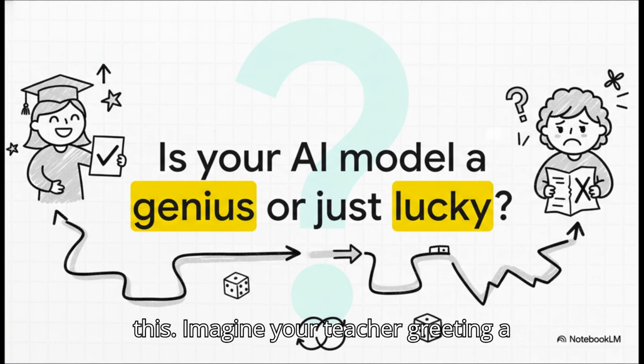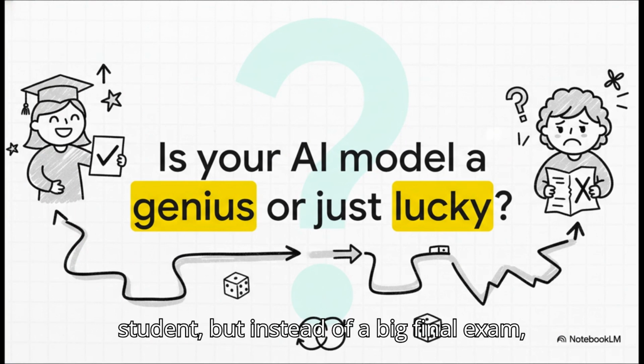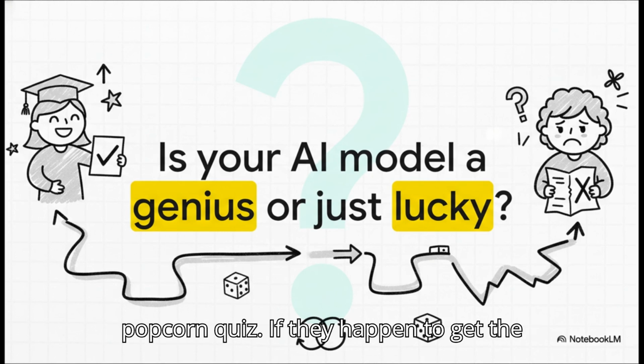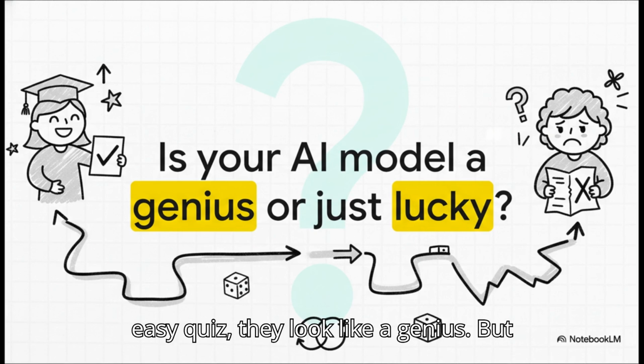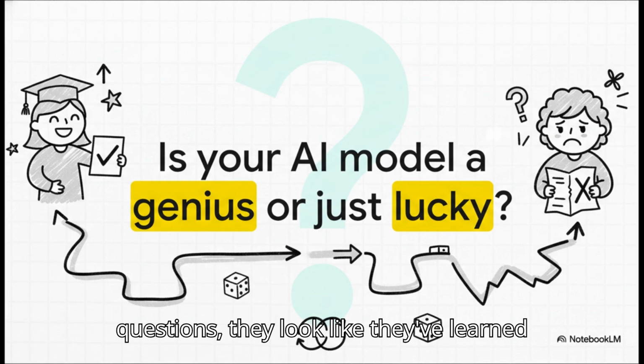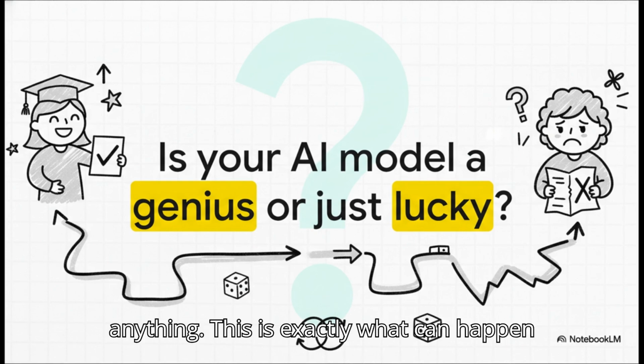Imagine you're a teacher grading a student, but instead of a big final exam, you give them one single randomly chosen pop quiz. If they happen to get the easy quiz, they look like a genius. But if they get the one with all the tricky questions, they look like they've learned nothing. This is exactly what can happen when we test our AI.